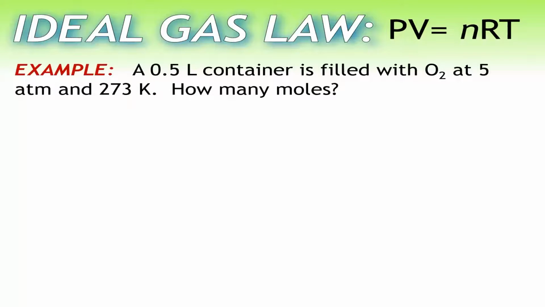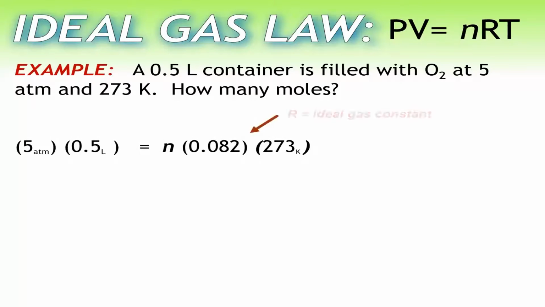Let's now turn our attention to the kind of problem that the ideal gas law can handle that the other simpler gas laws cannot. What happens if you know the pressure, the volume, and the temperature? Can you actually get an estimate of how many moles of the gas are present? Well, let's see. We have a 0.5 liter container. That's a volume. It's going to be filled with oxygen gas at 5 atmospheres of pressure and a temperature of 273 Kelvin. How many moles?